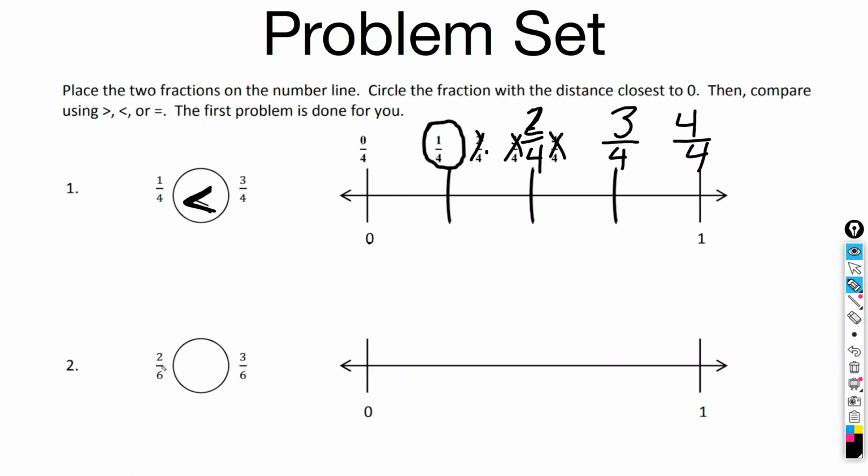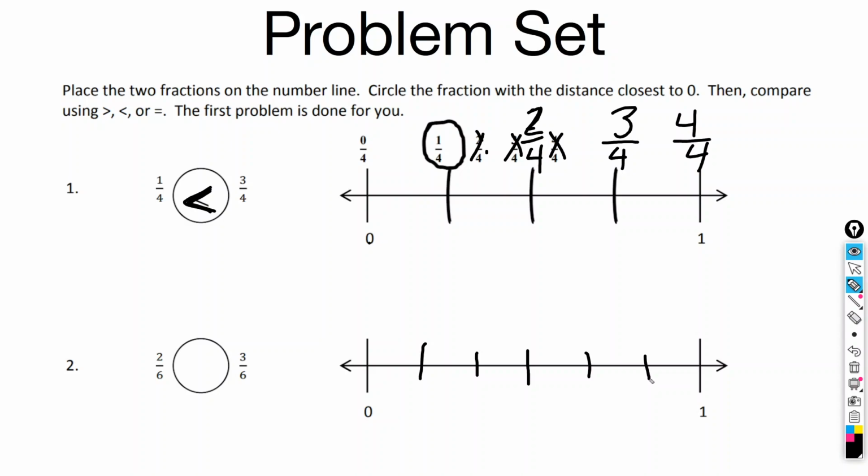So that takes us to number 2. Number 2 they've not done for us, so we're going to have to do that one. But we see that both numbers have a 6 on the bottom. So we're going to break our number line into 6 equal pieces. First I break it in half. Then I break each side into thirds. Now I have 6 pieces.